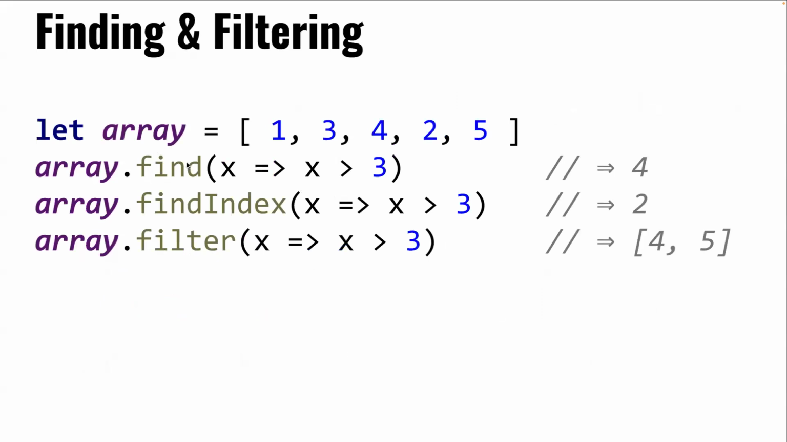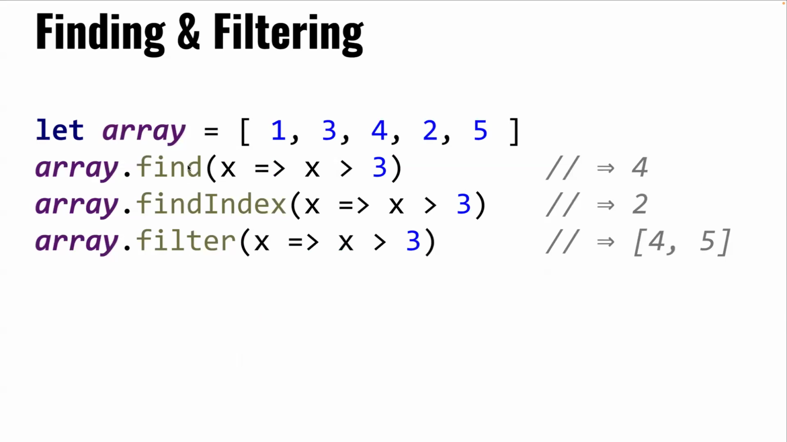Here's just a couple more functions. Find iterates over the array. These all take functions as arguments, but some of them, like filter, compute a new array, while some of them, like find and findIndex, don't compute an array. Actually, they come back with a single value.